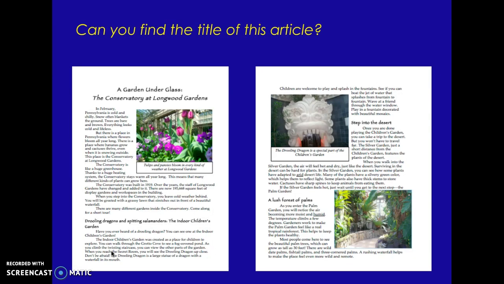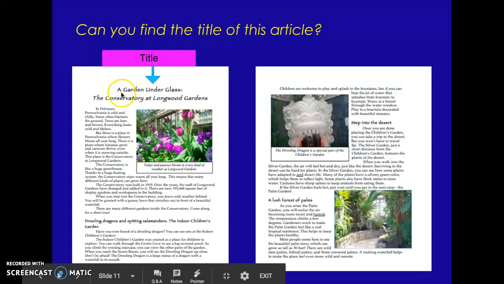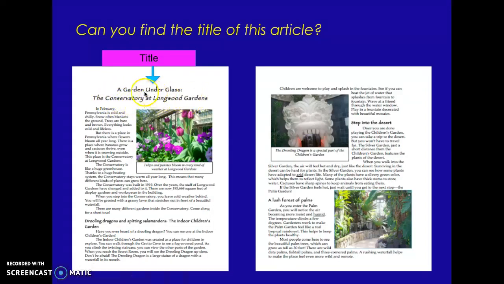So when you're reading text like this, I want you to try to find the title of the article. I'll give you about 5 seconds on this. Okay, so your title would be right here. As you can see where my mouse is, very top here, the Conservatory at Longwood Gardens would be your subtitle, but the main title would be A Garden Under Glass.